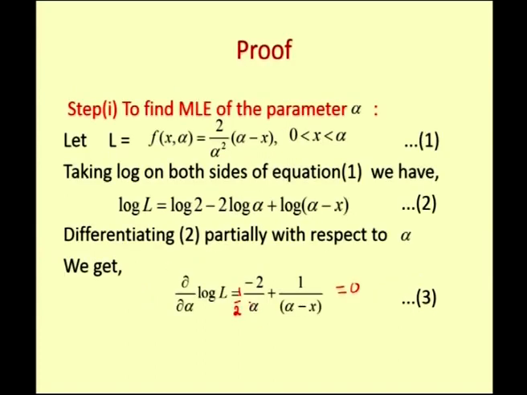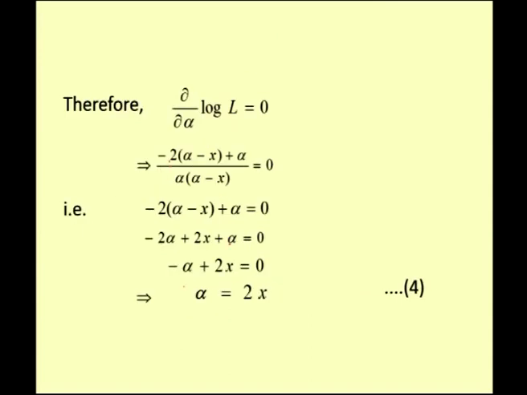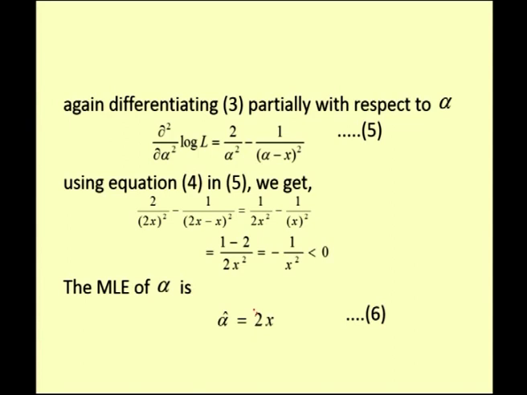Here this minus half, when you take it outside, it becomes 0. Hence I have not considered this value; for the remaining term only I have found out, hence my alpha is equal to 2x. Now again you have to differentiate with respect to alpha. Here log 2 will become 0 since it is a constant. Here you will have 2 by alpha square, and this becomes minus 1 by alpha minus x the whole squared.